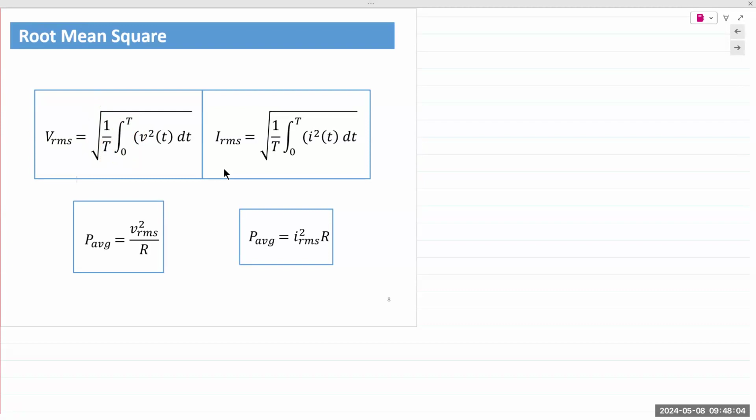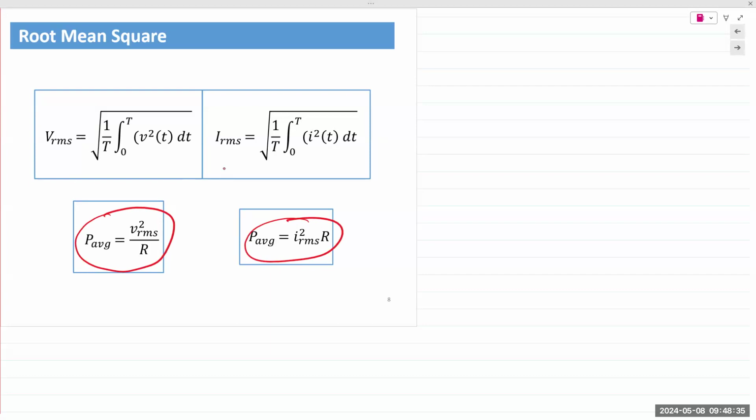Okay, root mean square. The average power transmitted to a resistor is given by the RMS values. So average power is V squared over R, where the V value is the RMS value: V RMS squared over R. Same thing for current: I RMS squared times R.